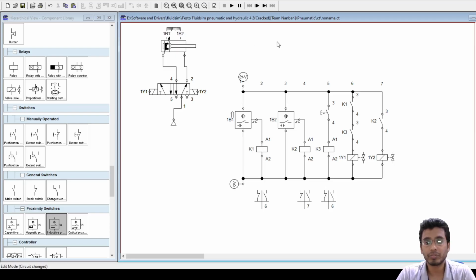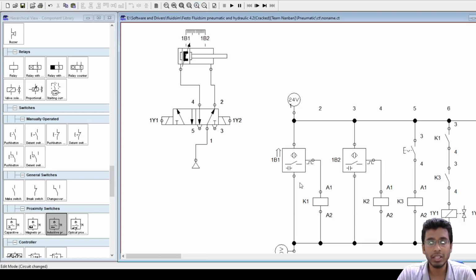So what type of proximity switch are we using here? This one is capacitive. If you see this symbol, I'm just zooming in, this is the symbol of a capacitive sensor, and hence this is a capacitive sensor.